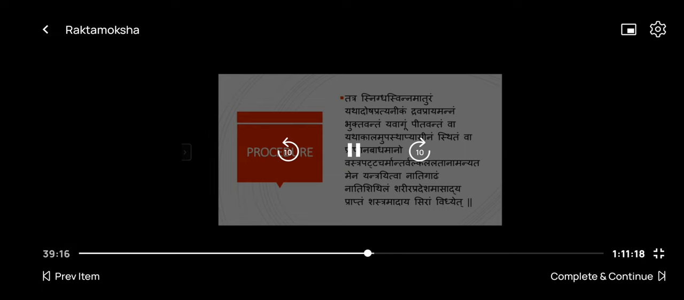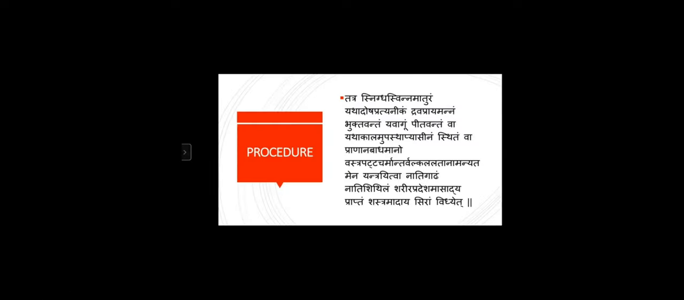Tatra snigdha swinna madhuram yatha dosha pratyanikam drava prayam annam muktavantam yavagum pitavantam va yatha kalam upasthapya asinam siddham va. So we have to do purva karmas, right? Snigdha swinna. Generally we do abhyanga and nadi sweda. Otherwise we can even go for snehapana, a full course of procedure till virechana, and then we can go for siravedha. Otherwise abhyanga and ushma sweda, and on that day we have to give drava prayam annam muktavantam.